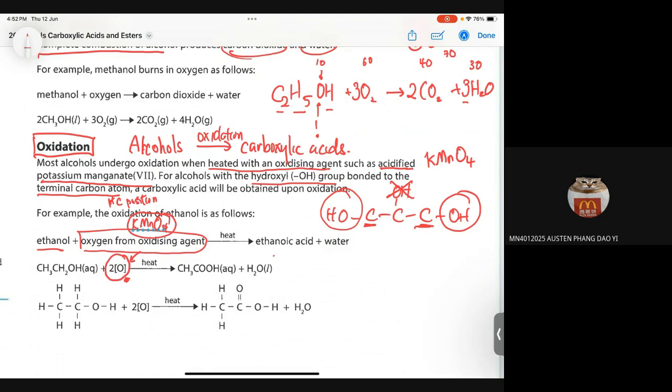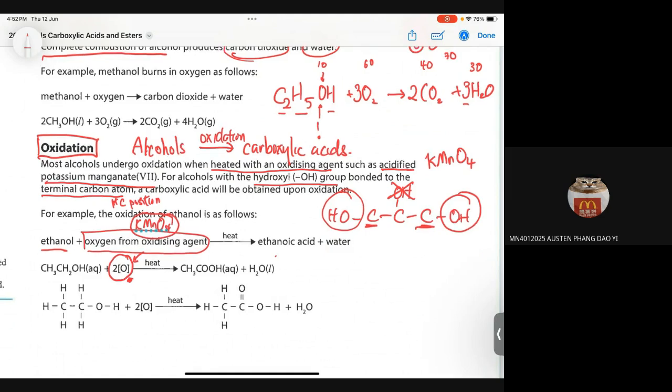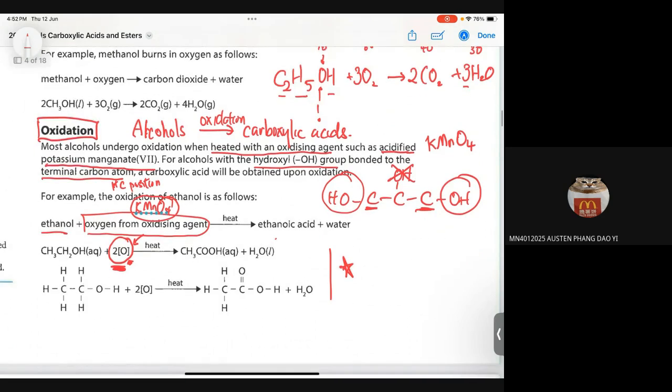And how many do I need? I need 2. So take note of this chemical equation. When you use oxidation on the alcohol to get carboxylic acid, you will represent it with this weird square bracket oxygen. This represents oxygen from the oxidizing agent. Any questions for this particular part first on what I mentioned just now?